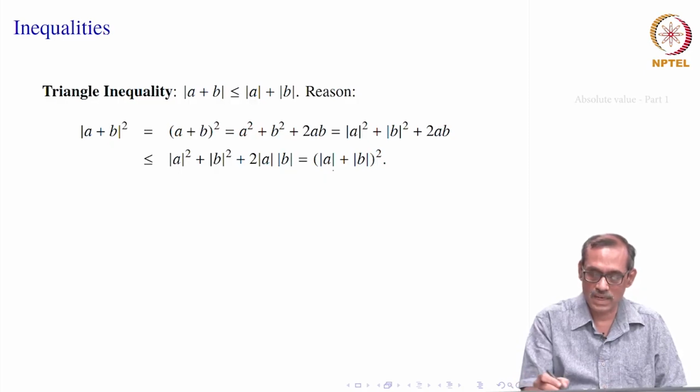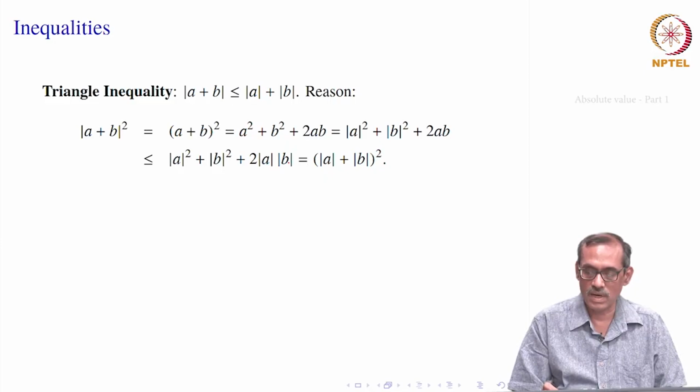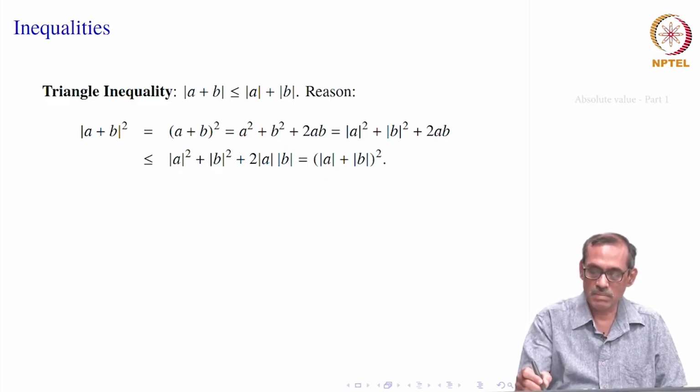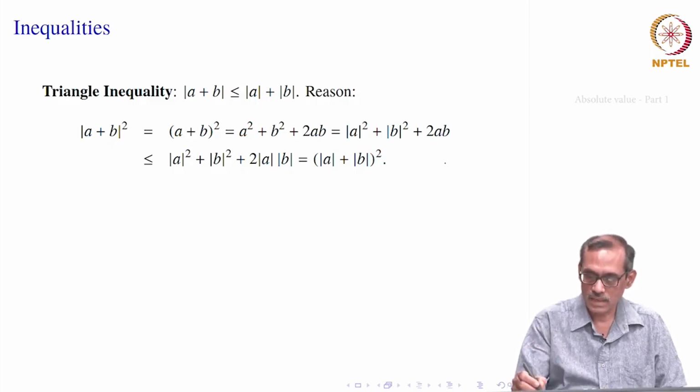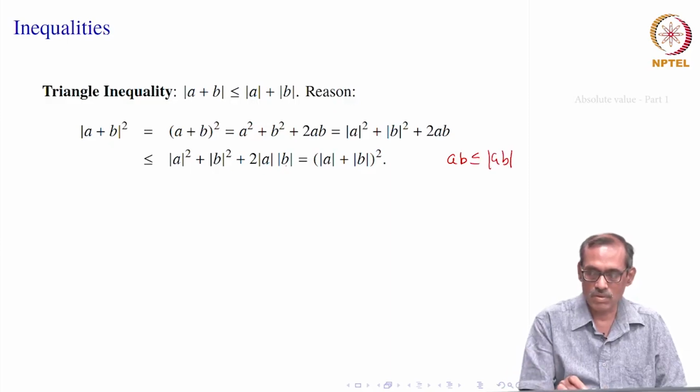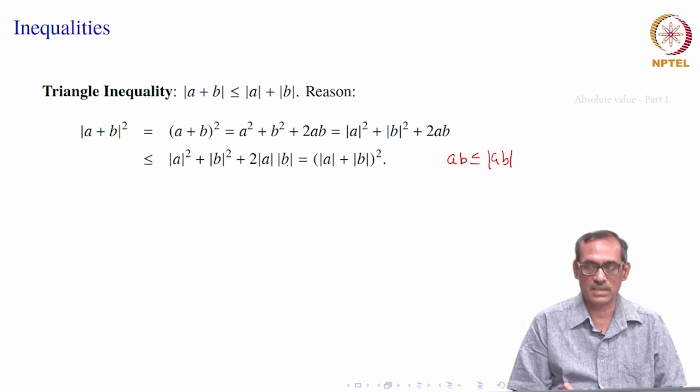AB can be thought of as less than or equal to mod A into mod B. It is really equal, but can it be less? Yes, because we are not taking the absolute value of this. We are using here x is less than or equal to mod x. So, AB is less than or equal to mod of AB, which is equal to mod A into mod B. That is what we are using in the next line. So, this expression mod A square plus mod B square plus 2AB is less than or equal to mod A square plus mod B square plus 2 into mod A into mod B, and that gives us mod A plus mod B whole square.